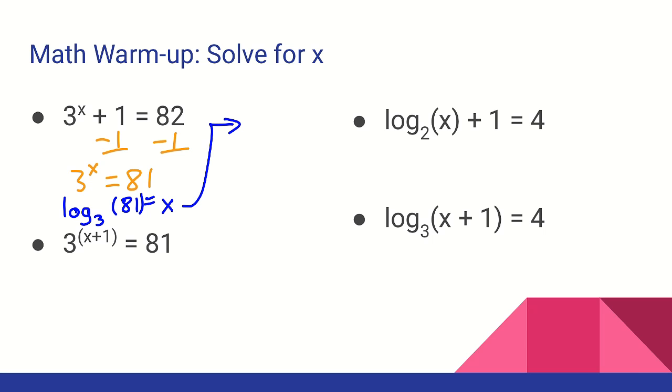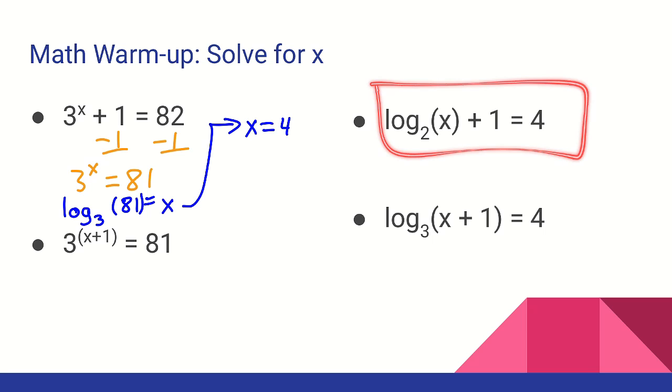And the answer would be 4, because 3 to the 4th power equals 81. 3 squared is 9. 3 to the 3rd is 27. 3 to the 4th is 81. So x equals 4.